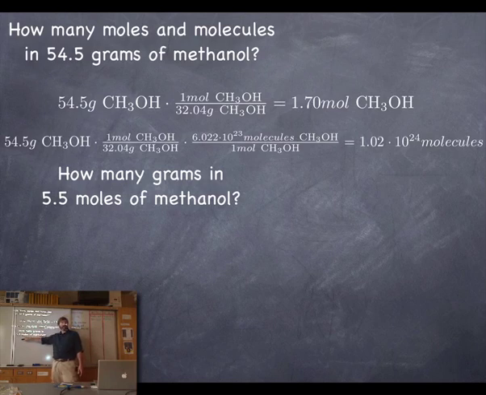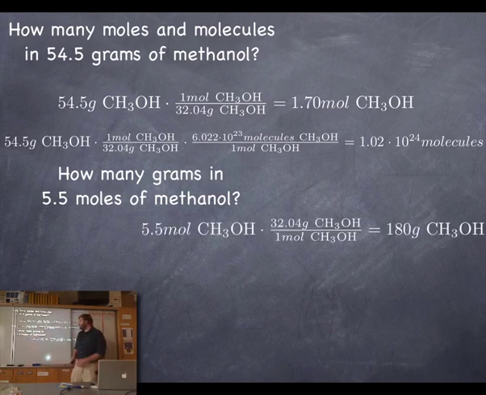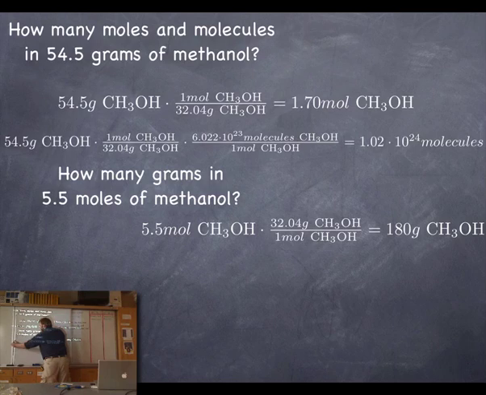I got to start with what they give me. So I have my 5.5 moles of methanol. And I have 1 mole of methanol to 32.04 grams. Again, that's the ratio. That's the molar mass, the molecular mass. That means that if I had 5.5 moles, that would be 180 grams of methanol.